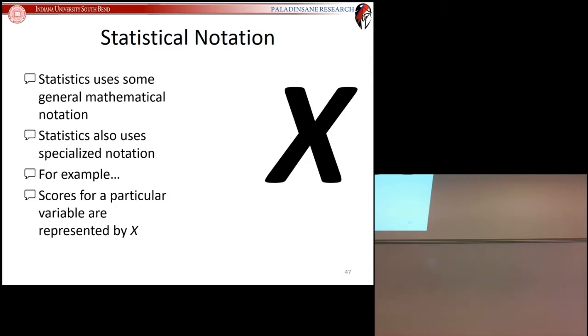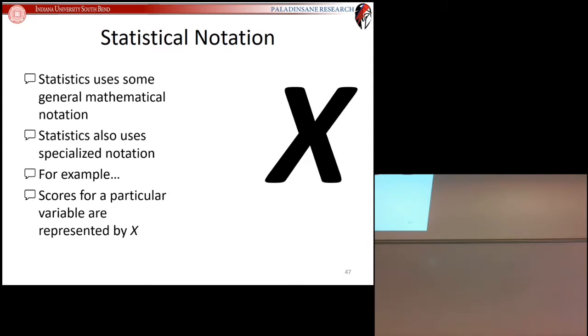When I have all of your grades for the first exam, X will symbolize all the grades for the first exam. So that entire set of grades. So whatever collection of scores that you have, whether it's a whole bunch of people's heights, reaction times, or scores on Beck's Depression Inventory, whatever it is, that entire set of scores is represented by a single letter, in this case, capital X.